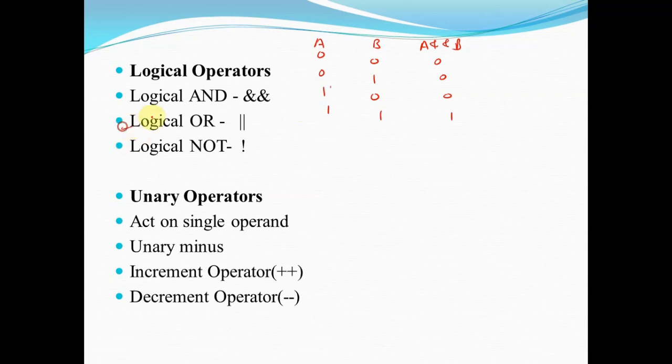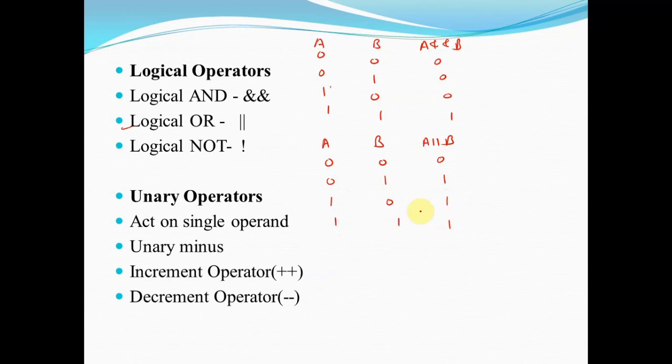Then next comes the logical OR operator. In the logical OR operator, if A is 0 and B is 0, it will result in 0. If A is 0 and B is 1, the result is 1. If it is 1 and 0, it is again 1, and if both are 1, it is also 1.